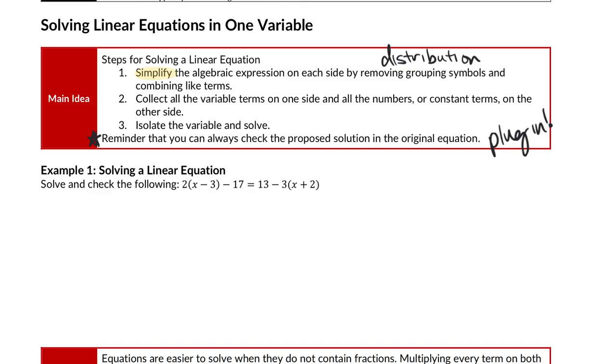So if we're looking at this first example, solving a linear equation, we see there are two grouping symbols. You have this grouping symbol and this grouping symbol. We want to get rid of both using distribution. So we're going to distribute the 2, and we're going to distribute the -3. To do that, 2 times x is 2x, 2 times -3 is -6. Then we drop down the -17, you drop down the 13. -3 times x is -3x, and -3 times +2 is -6. Do we understand distribution? Cool.